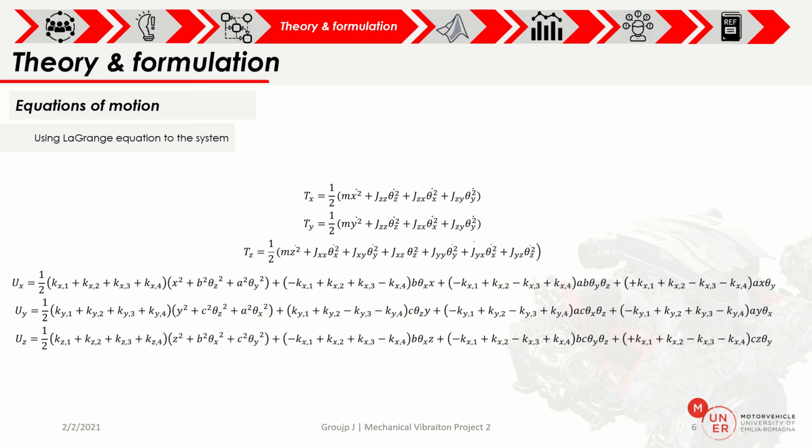J represents the elements of the inertia matrix obtained by using 3D software. M represents the mass of the engine block. This equation can be used to find the parameters of Lagrange equation to derive our equation of motion.